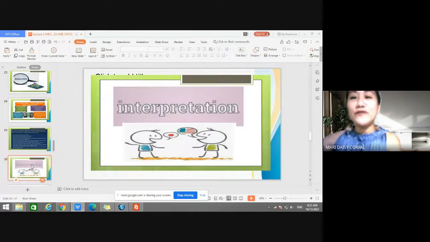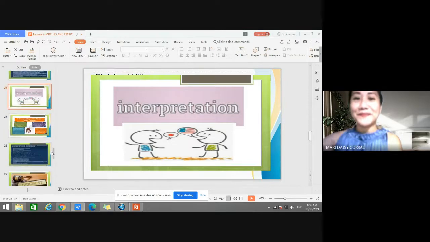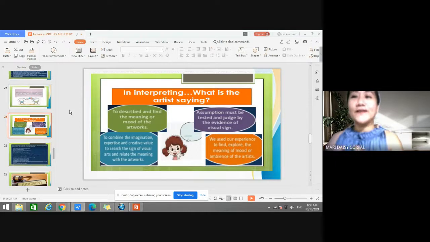Okay, now we move to the third one, which is interpretation. Interpretation means you are now going to make your own statement out of your visual experience and your analysis. What do you say now about the particular art? That's the third step so far. When we interpret, what is the artist saying? You describe and find the meaning or mood of the artwork. What's the meaning of this one?